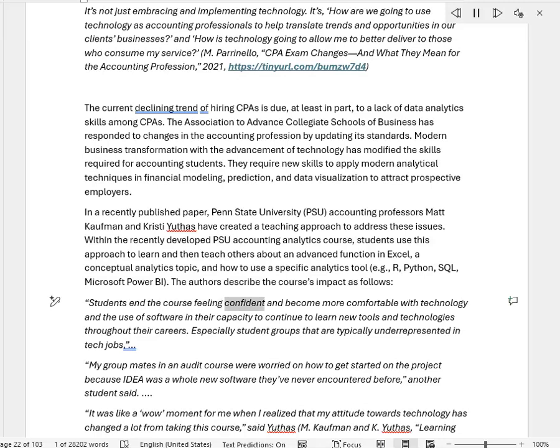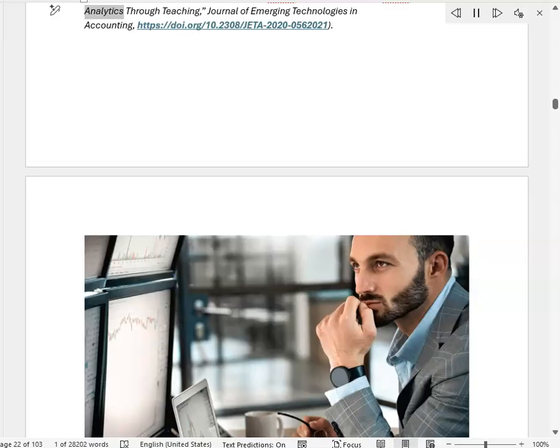Students end the course feeling confident and become more comfortable with technology and the use of software in their capacity to continue to learn new tools and technologies throughout their careers. Especially student groups that are typically underrepresented in tech jobs. My group mates in an audit course were worried on how to get started on the project because IDEA was a whole new software they've never encountered before, another student said. It was like a wow moment for me when I realized that my attitude towards technology has changed a lot from taking this course, said Yuthas, M. Kaufman and K. Yuthas, Learning Analytics Through Teaching, Journal of Emerging Technologies in Accounting.